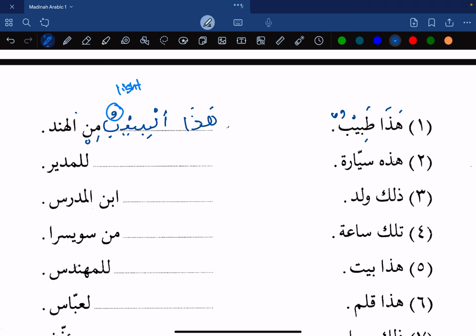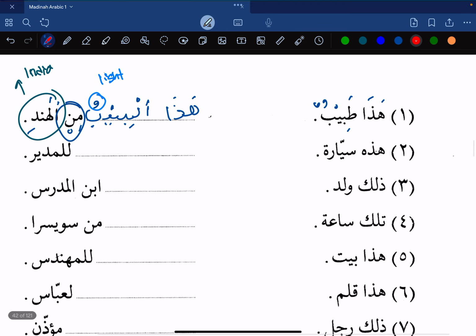Minal, from, al-hindi. Why is it going to be kasra? We have a preposition, and words that come after prepositions tend to carry a kasra. So the doctor is from Hind. What is Hind? Hind is India. I'm gonna use a fountain pen. I feel very fancy today.